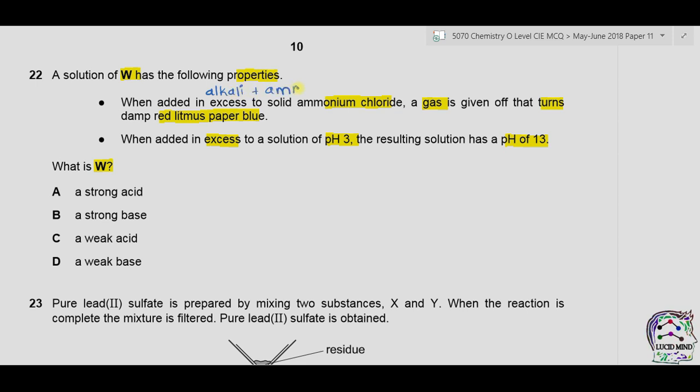it forms ammonia gas, along with salt and water. Now ammonia gas is basic in nature and it can turn red litmus paper to blue. So we can say that W is an alkali, so therefore alkali is a strong base. In option 2 we have when added in excess to solution of pH 3, which is acidic. In acid solution, when it is added in excess, the resulting solution pH becomes 13, so it means we have strong base that is added. Answer is therefore B.